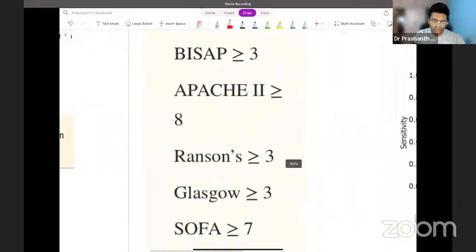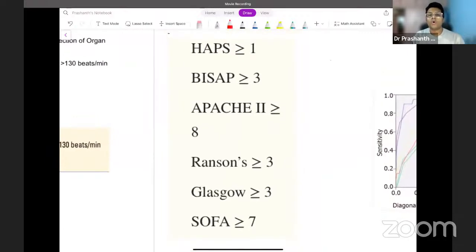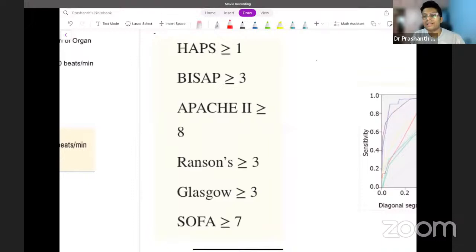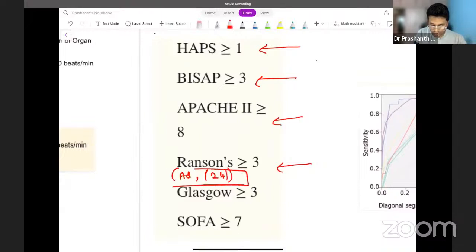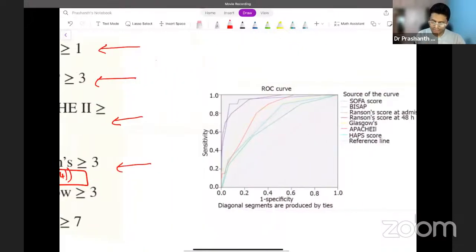Now, what I want to tell you is, this is an important question. So also know the other scores which tell there is severe pancreatitis. These are HAP score, BISAP, Apache more than or equal to 8, Ransom's, again 2 tests at admission and at 24 hours of admission. Okay, so you can do Ransom's at different timings, Glasgow score and SOFA score.